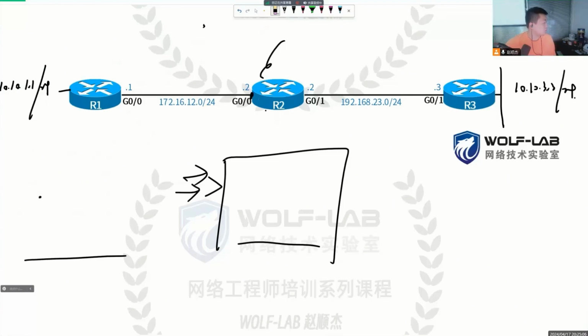So in our EIGRP, on the one hand, it's about security. On the other hand, it's about identifying our announcements.